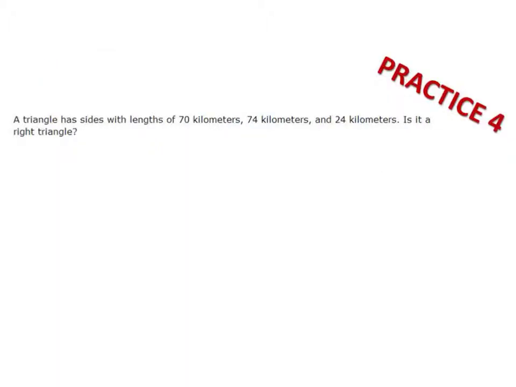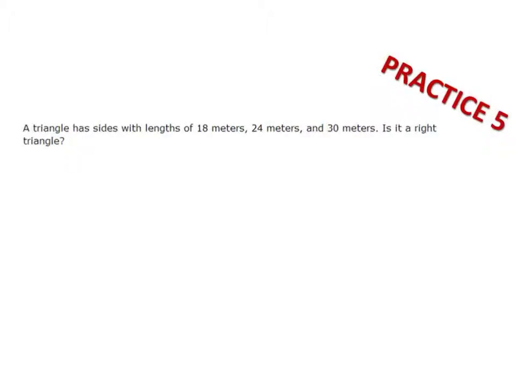Your practice 4. A triangle has sides with lengths of 70 kilometers, 74 kilometers, and 24 kilometers. Is it a right triangle? Remember, put the sides in order before you solve it. Practice 5. A triangle has sides with lengths of 18 meters, 24 meters, and 30 meters. Is it a right triangle?